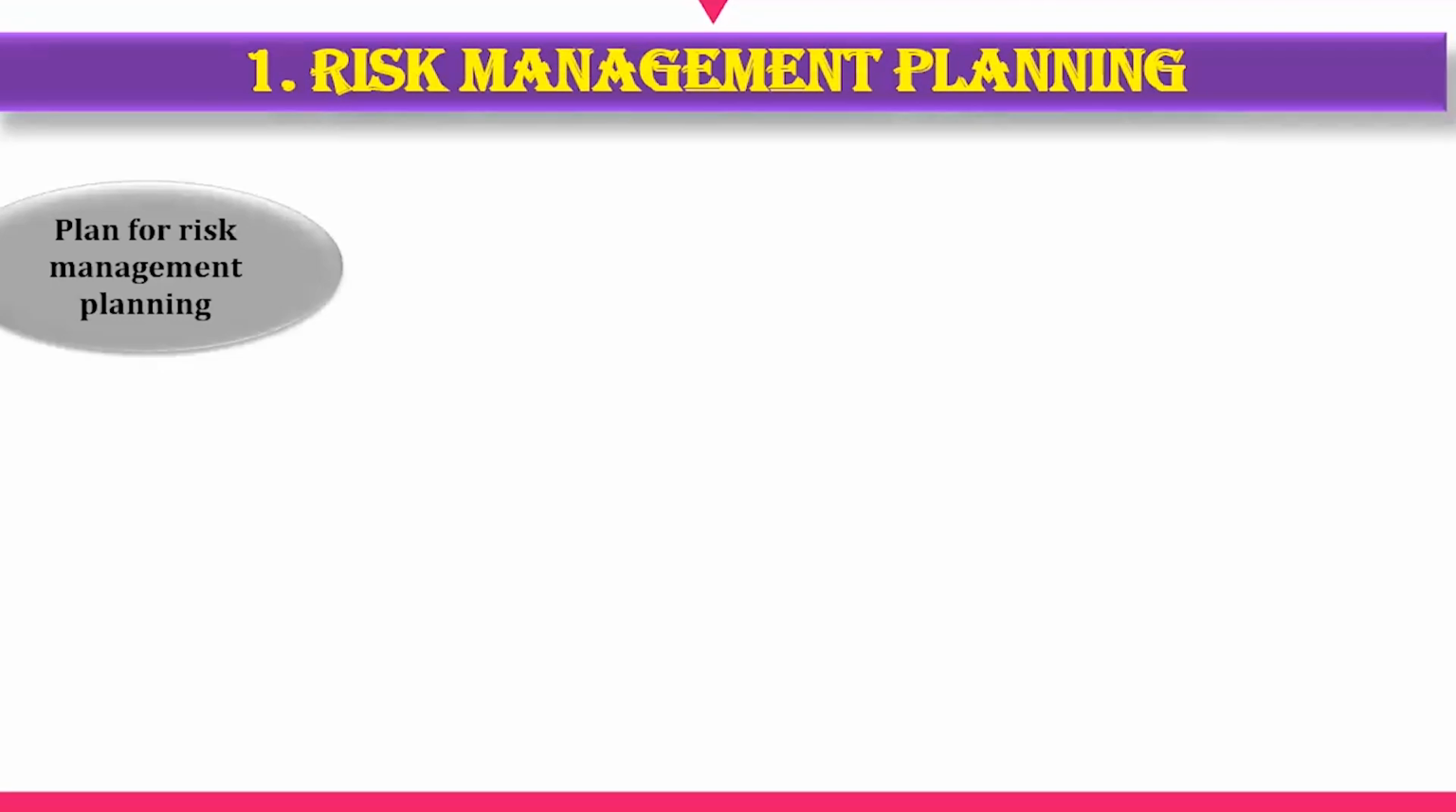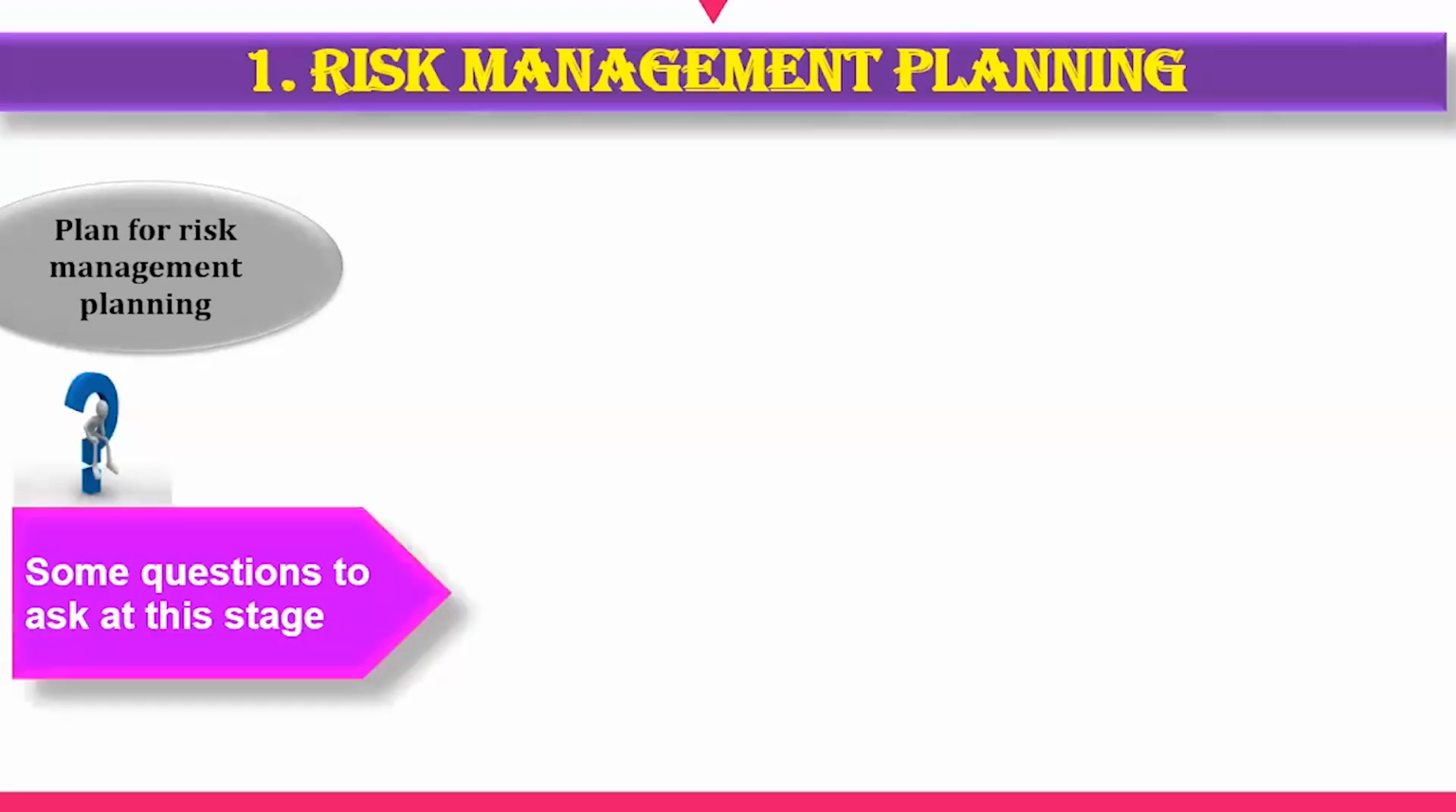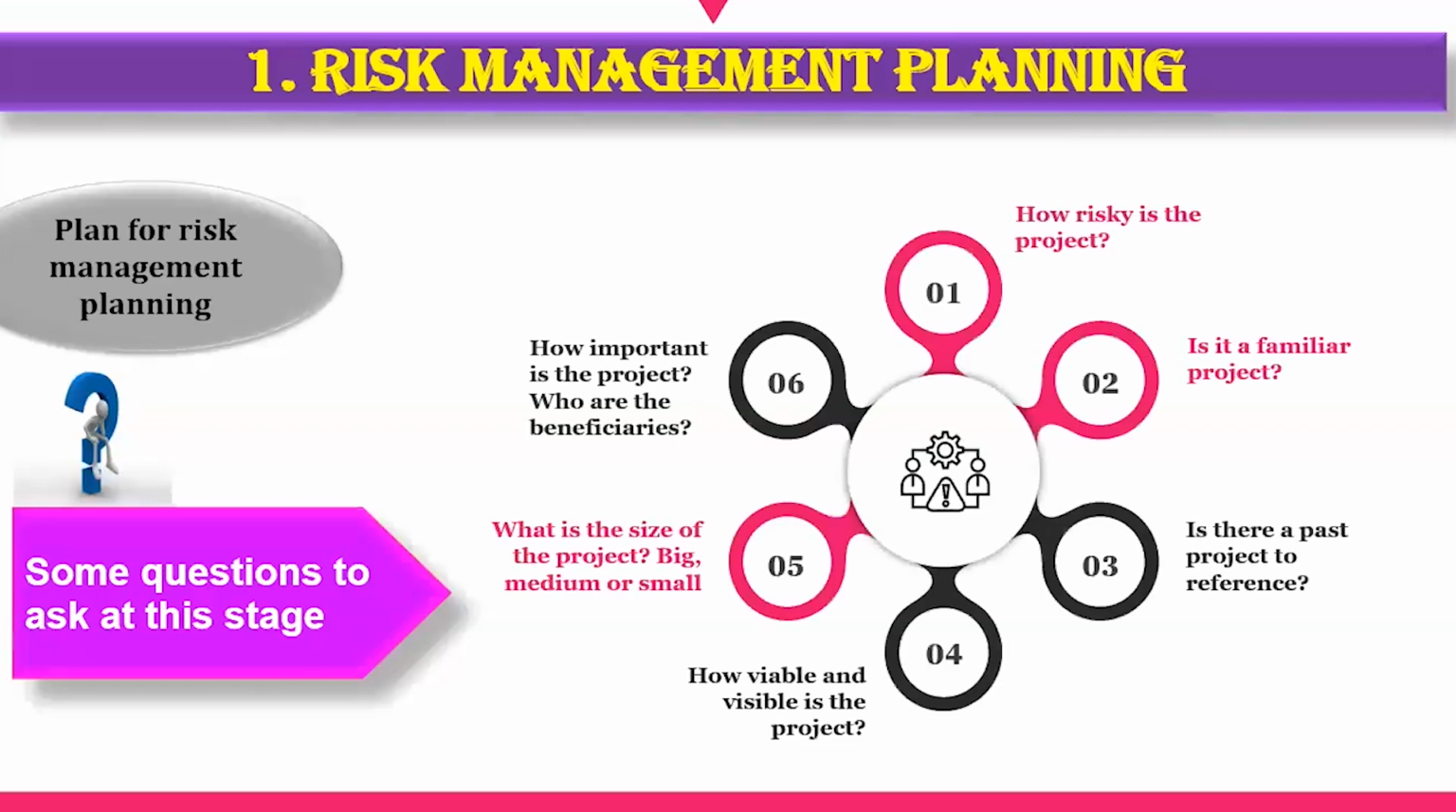So risk management planning, and now we are going into the belly of the six risk management processes. It is important that on all projects, we think risk management, plan for the management of risk on all projects. So some of the questions we should be asking at this stage include: one, how risky is this project? Is this a familiar project? Have we done it before? Is there a past project that we can reference, which can provide us some insight about the project itself?